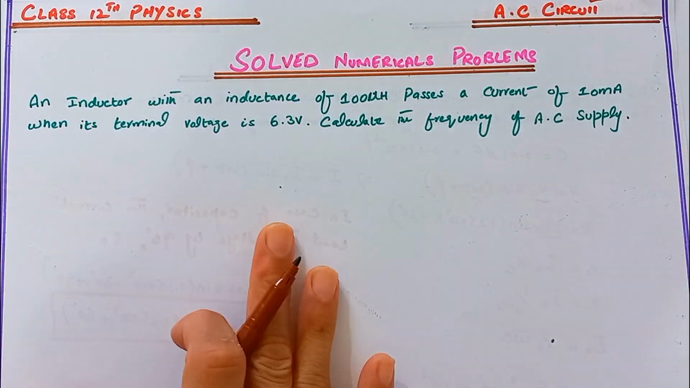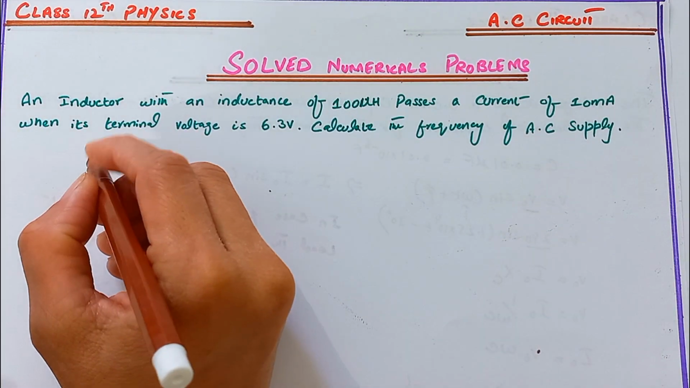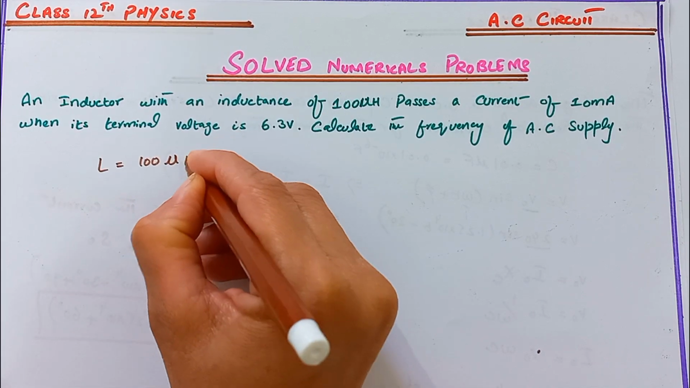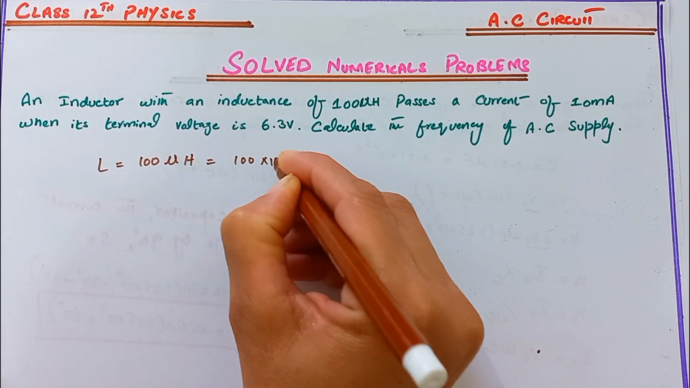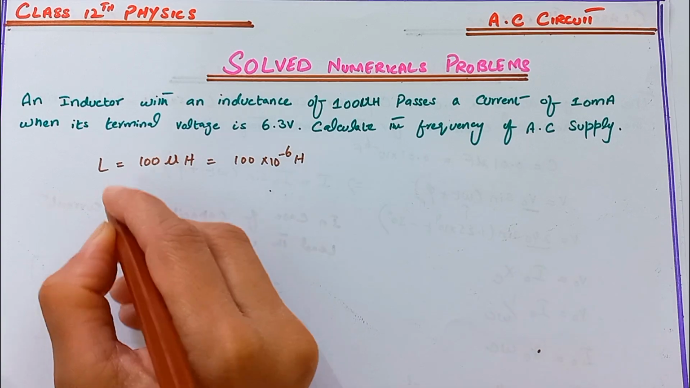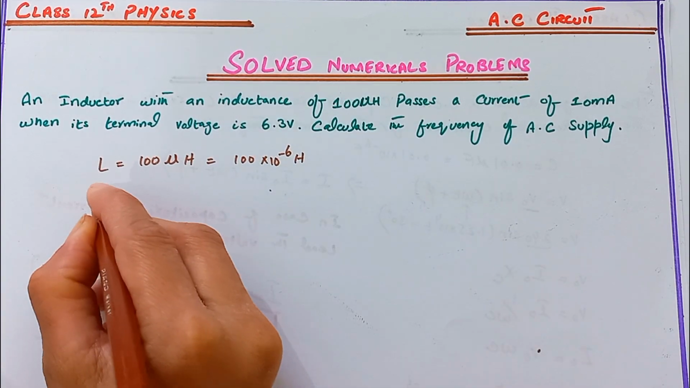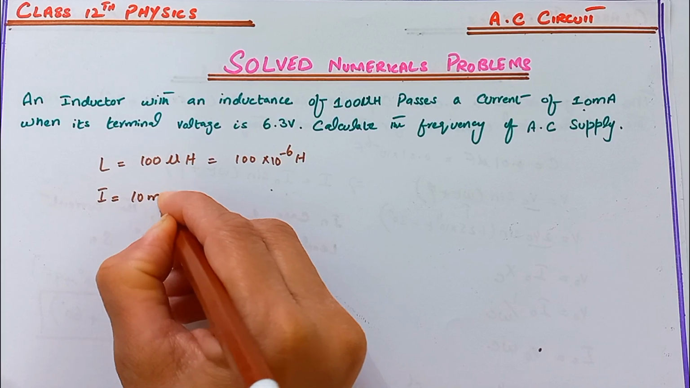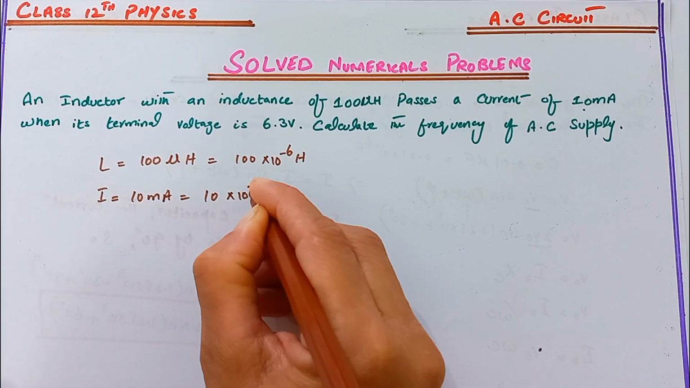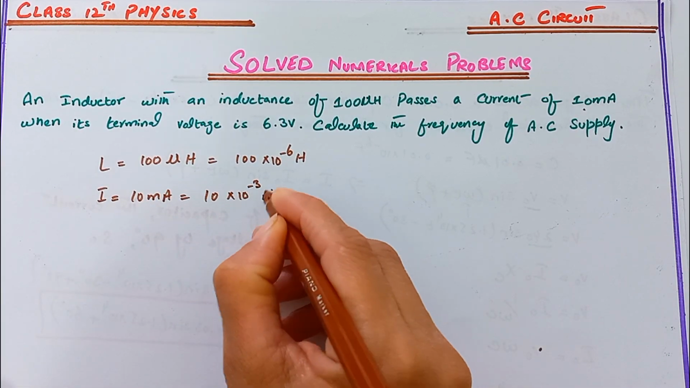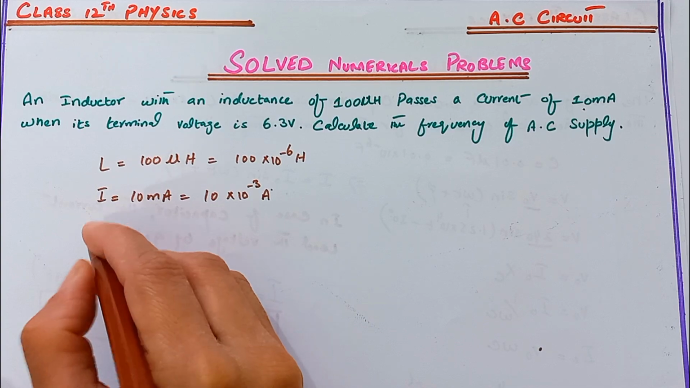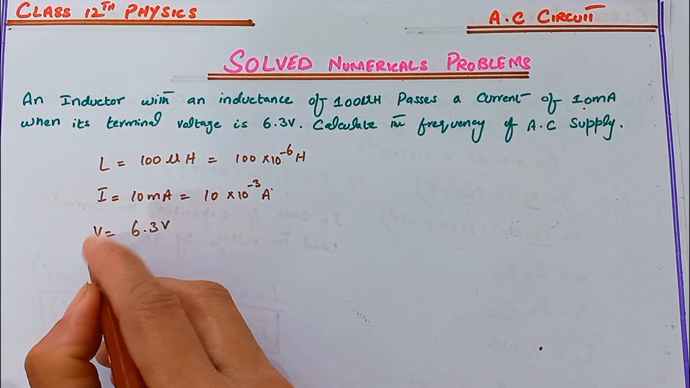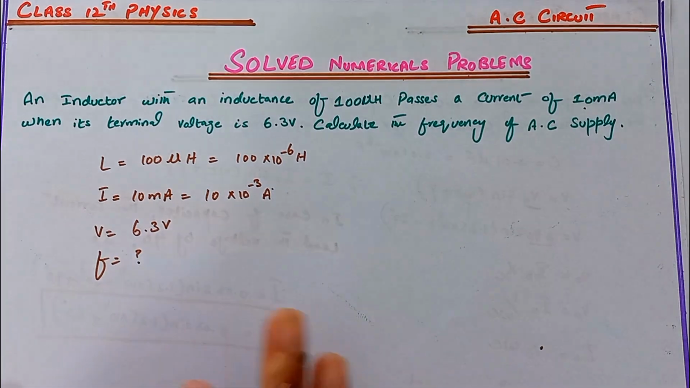Here the inductance of the inductor that is given is 100 microhenry. We know that micro is equal to 10 to the power minus 6. Next, the current is given equal to 10 milliampere. 10 milli is equal to 10 into 10 to the power minus 3 ampere. What is the terminal voltage? V is equal to 6.3 volt. Calculate the frequency of AC supply.